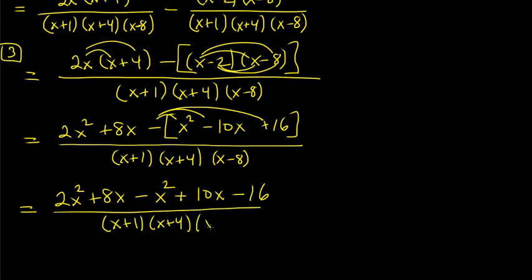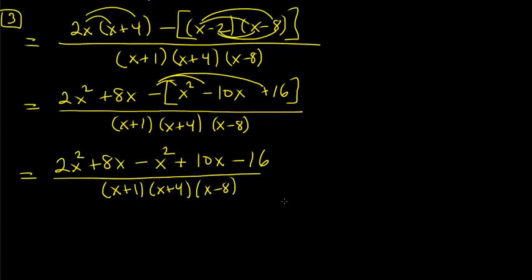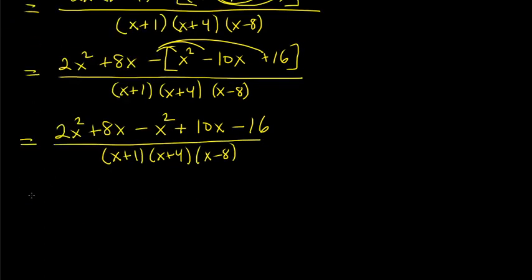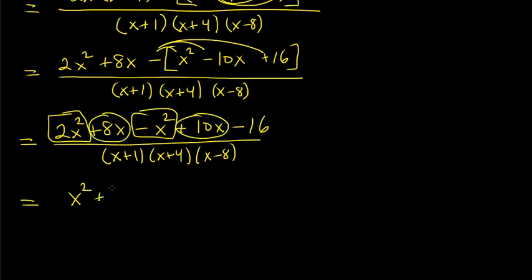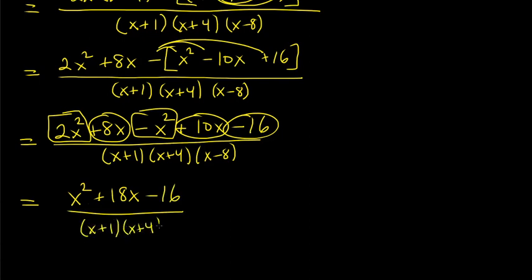So this is all really just simplifying the numerator here. Like terms: we have 2x squared minus 1x squared is 1x squared. We have 8x plus 10x is 18x. And then we just have the negative 16 at the end, all over x plus 1 times x plus 4 times x minus 8.